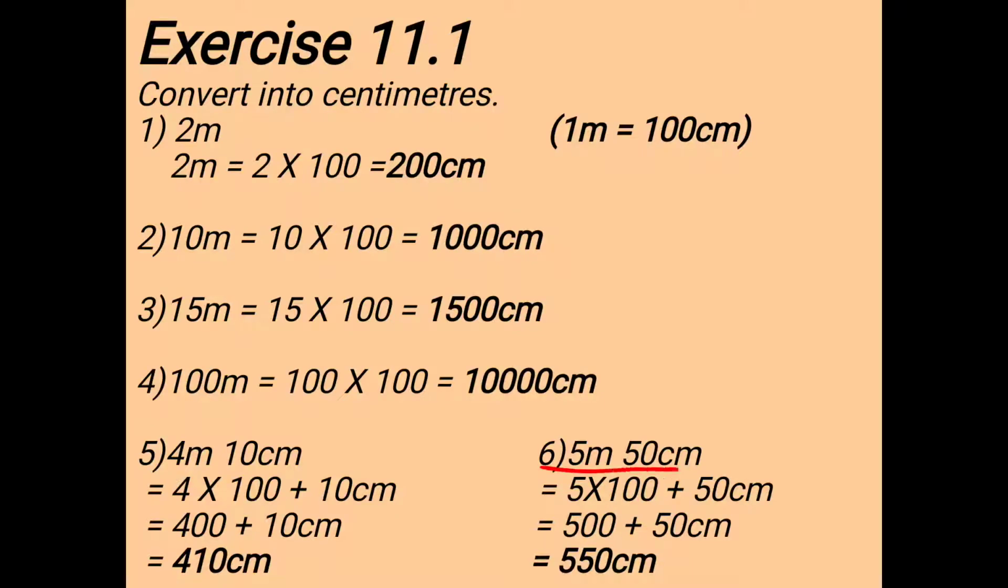Next, 5 meters 50 centimeters. This 50 centimeters you are going to keep as it is, because it's already in centimeters. So now this 5 meters you are going to convert into centimeters. So 5 into 100 plus 50 centimeters. So you will get 500 plus 50 centimeters. You will get the answer as 550 centimeters.